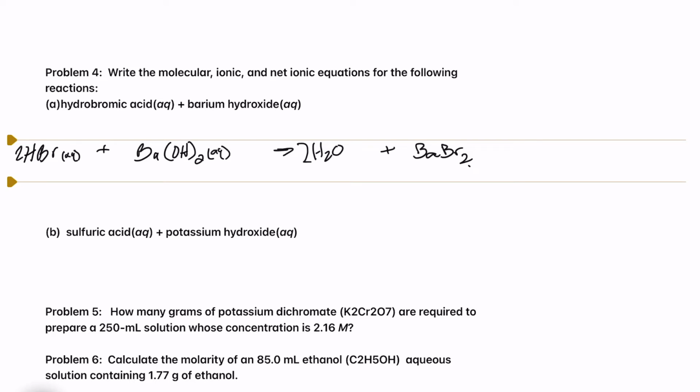We have aqueous hydrogen bromide or hydrobromic acid. We have aqueous barium hydroxide. We have a liquid, which we usually denote as a cursive L, H2O, and then we have our aqueous barium bromide.